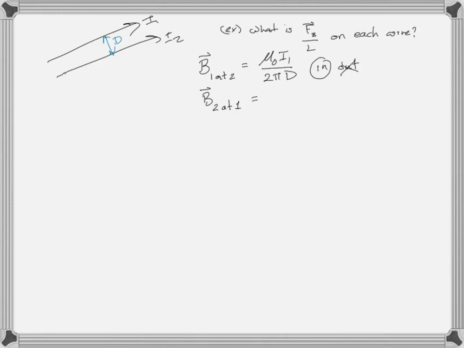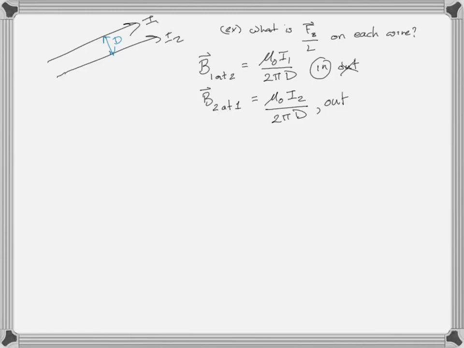Wire 2. What is the magnetic field of wire 2 at wire 1? Well, the magnetic field of wire 2 in general is mu 0 I2 over 2 pi r, where r is d, right? The distance d. We're asking what is the magnetic field of wire 2 at a distance d from the wire. And what's the direction of that magnetic field? Put your thumb in the direction of I2, your fingers at I1 come out of the page, so that is out. So there's your two magnetic fields.